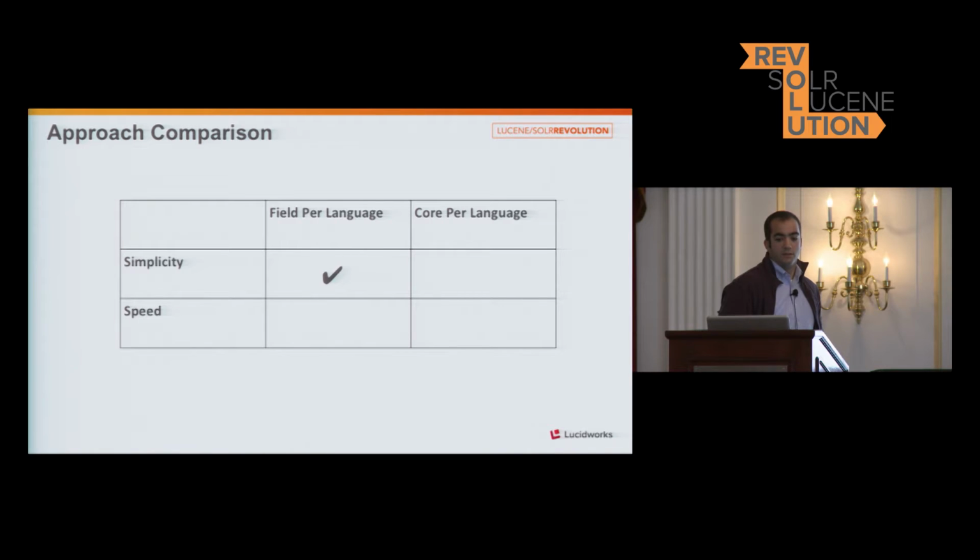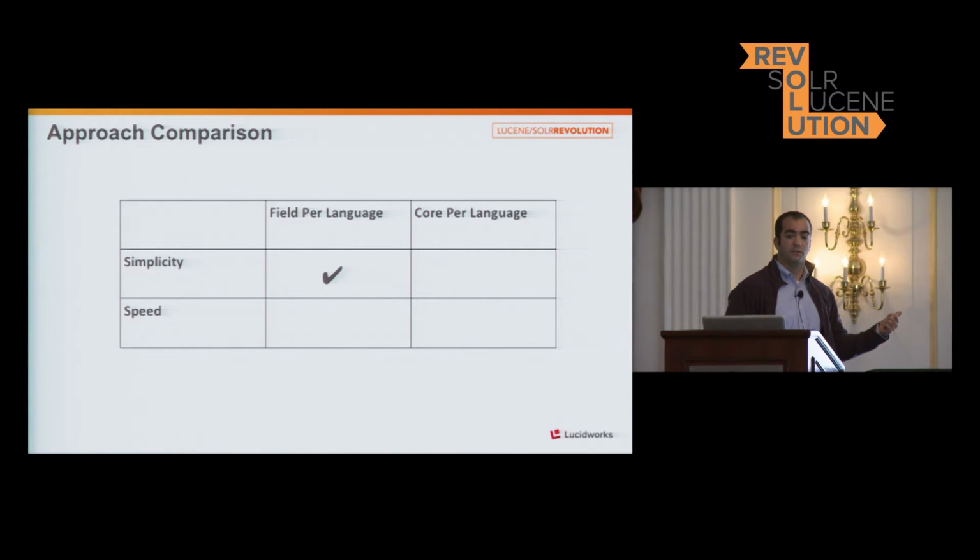So in terms of simplicity, generally field per language is the way to go. If you just want to get going quickly, not have the administrative hassle of having to manage multiple indexes. If you want to play with the language detection pattern in Solr and have that feed into one of these approaches, this is the one to use.